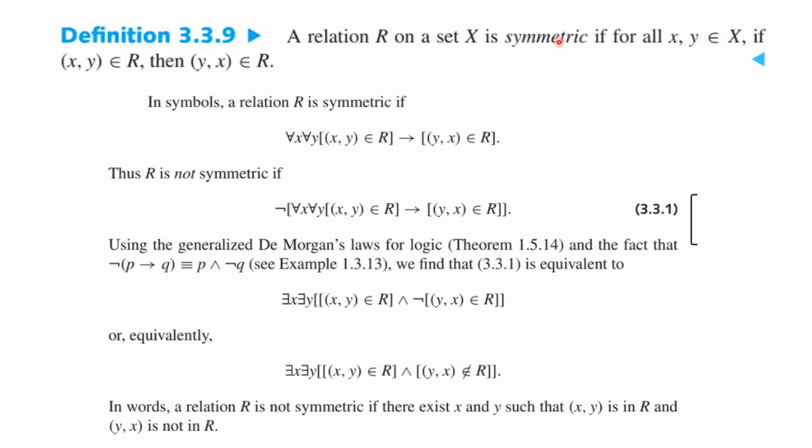We say a relation is symmetric if, for all x, y in capital X, if (x, y) is in R, then (y, x) is in R. And here are some logic definitions of those. But in words, a relation is not symmetric if there exists x and y such that (x, y) is in R and (y, x) is not in R. Again, you can do this by counterexample.